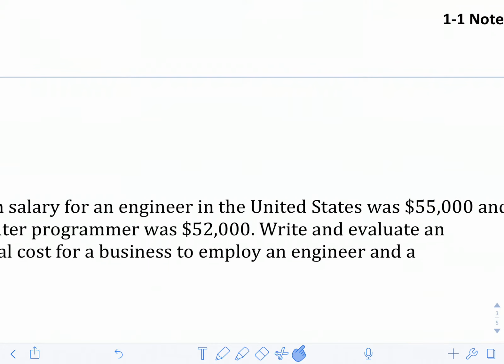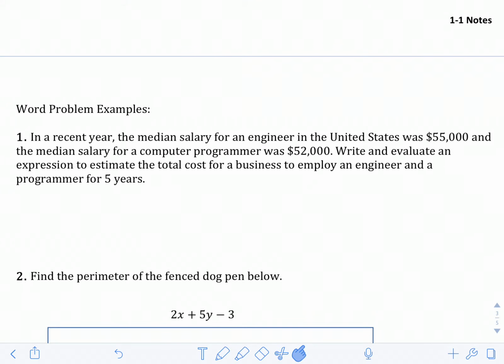Okay, and then we got 2 word problems and we're done. So it says in a recent year, the median salary for an engineer in the United States was $55,000 and the median salary for a computer programmer was $52,000. Write and evaluate an expression to estimate the total costs for a business to employ an engineer and a programmer for 5 years. Okay, so for this one, we will have $55,000 for an engineer, and they want to keep him for 5 years at least, and $52,000 for a computer programmer, and again they want to keep him for 5 years.